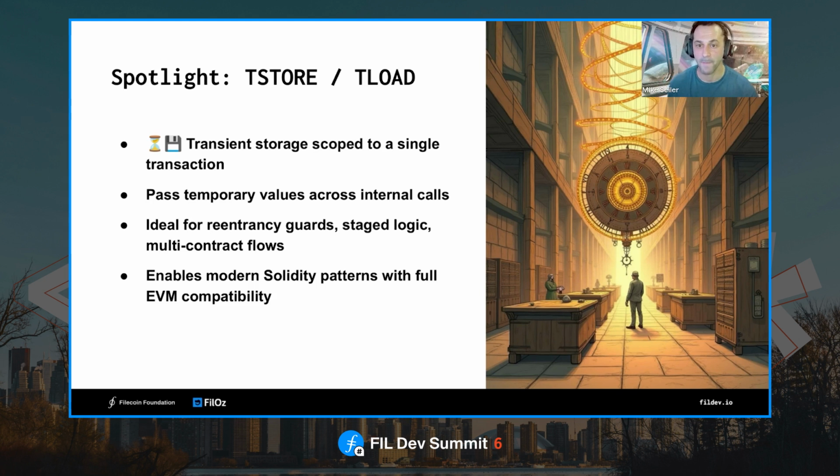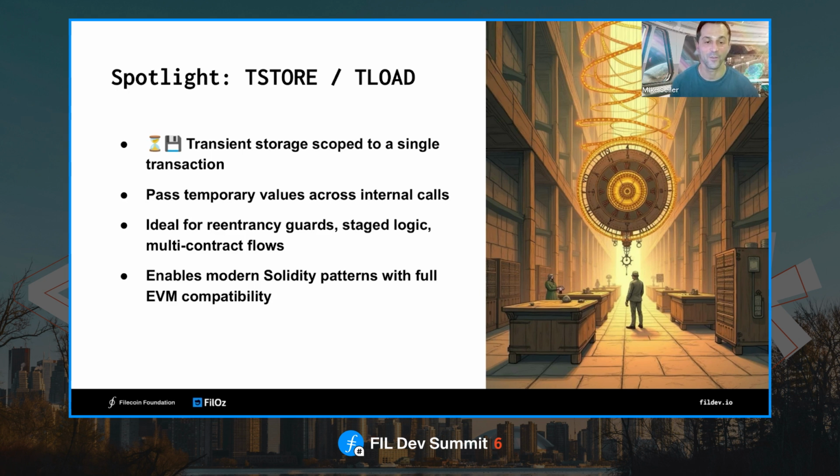Let's shine a quick spotlight on one of those features: transient storage. The tstore and tload opcodes basically give your contract a scratch pad that lasts only for a single transaction. You can save some data during a transaction and read it back within that transaction. And once it's done, the data disappears. It's not persisted on-chain. Why is that useful?